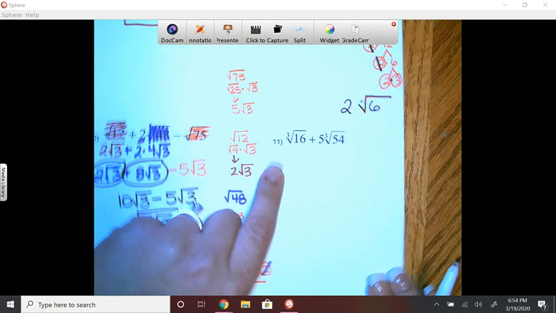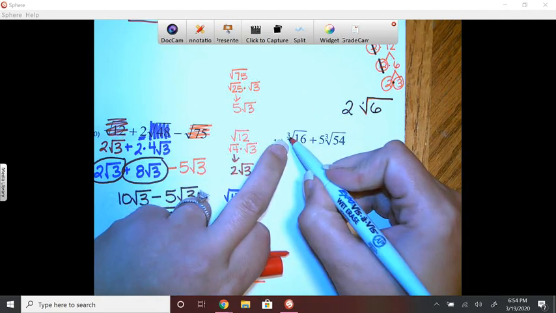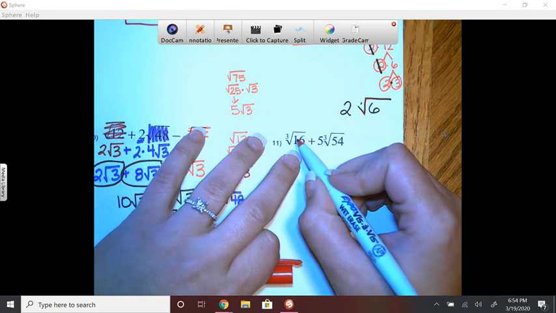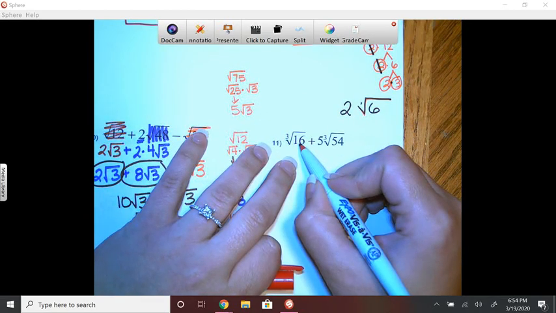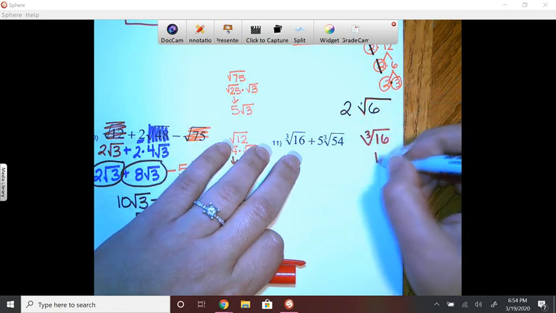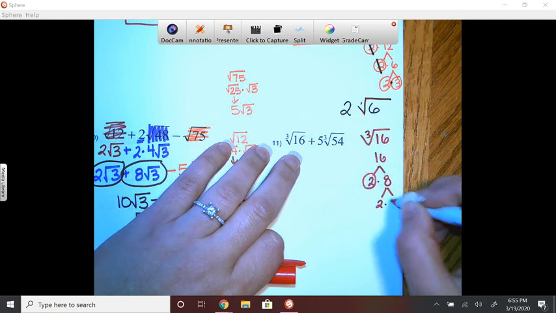Okay, let's go ahead and take a look at example 11 here. So now we're using cube roots. So we have to think if there's a perfect cube that goes into 16, or instead we can make a factor tree. So 2 times 8 is 16, and then 2 times 4 is 8, and keep going.